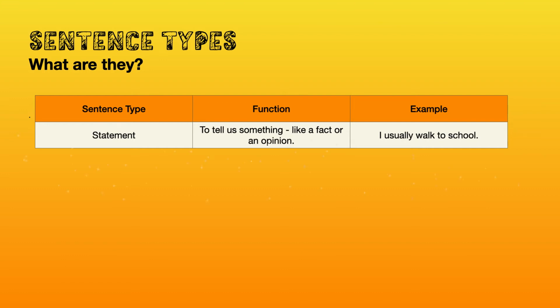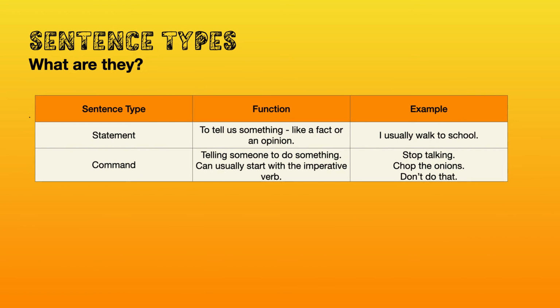You can have a command sentence. Now, a command sentence usually includes the imperative verb. The imperative verb is a bossy verb. So if you said take this, take would be an imperative. Do that, don't do that, anything like that. It doesn't always work though, but usually has an imperative verb in there. And it's when you're telling someone to do something, you're commanding them. Stop talking, chop the onions, don't do that.